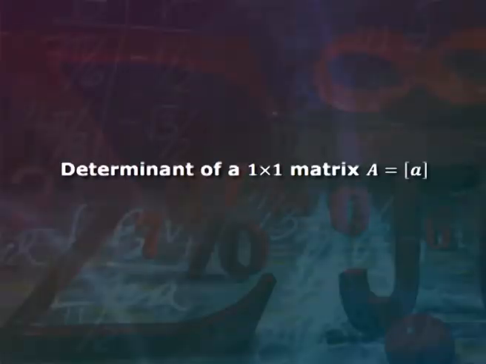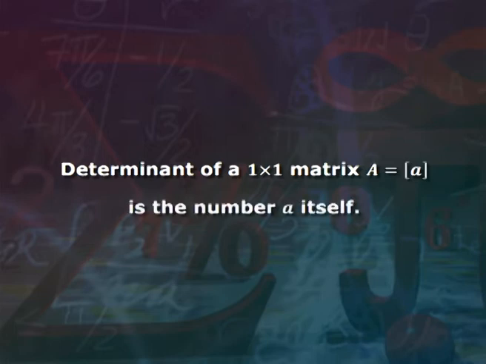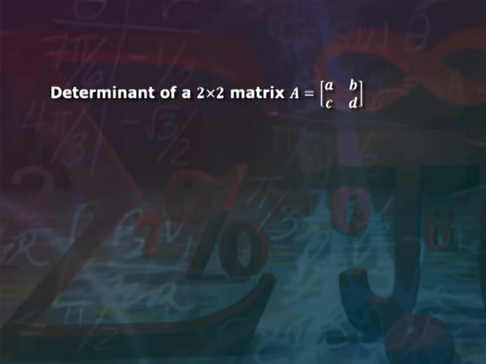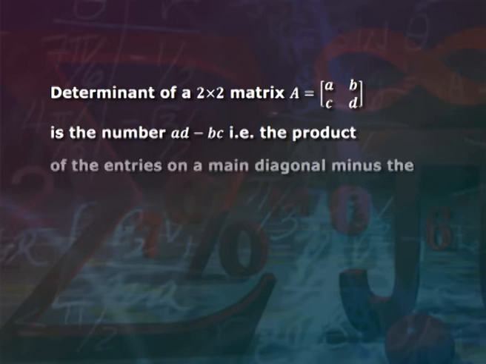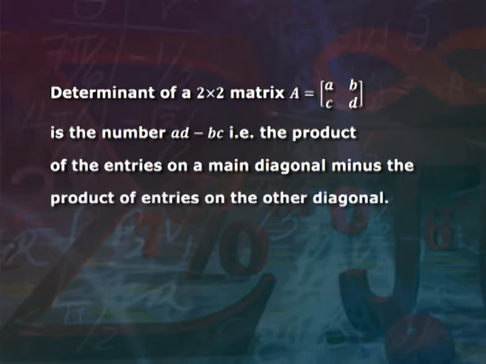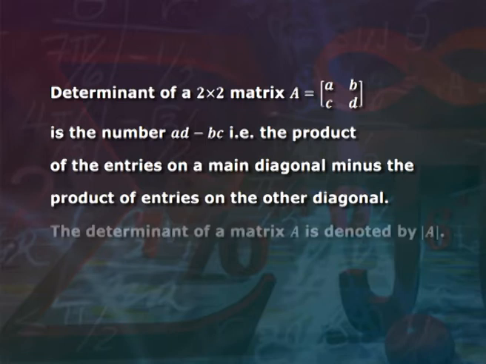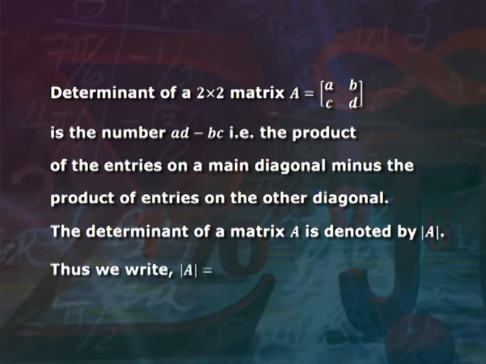Determinant of a 1 by 1 matrix A equal to [a] is the number a itself. Determinant of a 2 by 2 matrix A equal to [a, b; c, d] is the number ad minus bc, that is, the product of the entries on the main diagonal minus the product of entries on the other diagonal. The determinant of a matrix A is denoted by mod A. Thus, we write mod A equal to |a b; c d|, which is equal to ad minus bc.